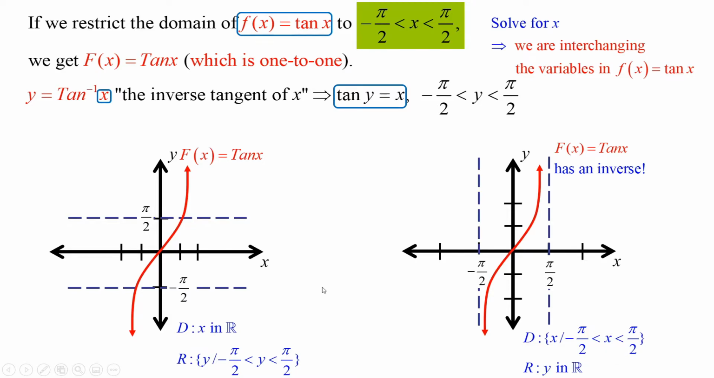Okay, so there we have this point right here, and let's reflect over the line y equals x, and look at what we get. The perfect graph of f inverse of x equals inverse tangent of x, or the angle whose tangent is x. And there it is.